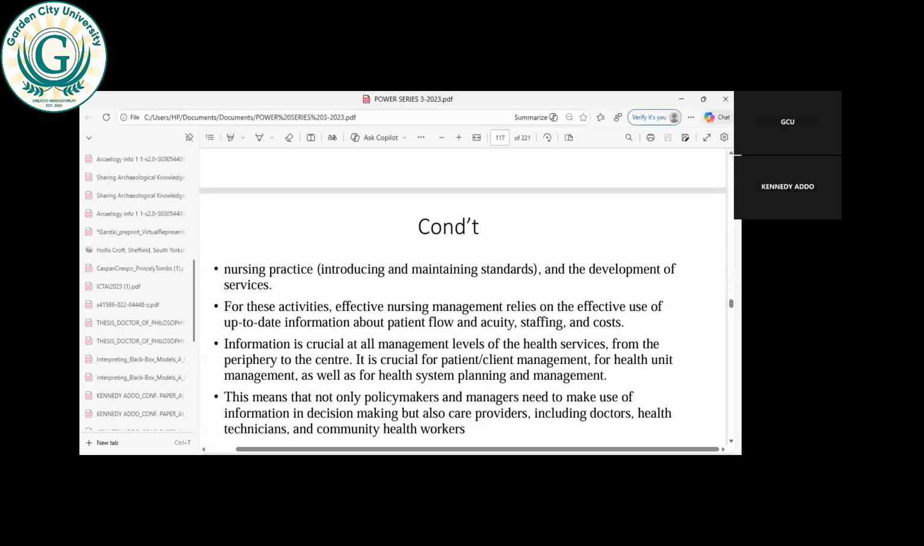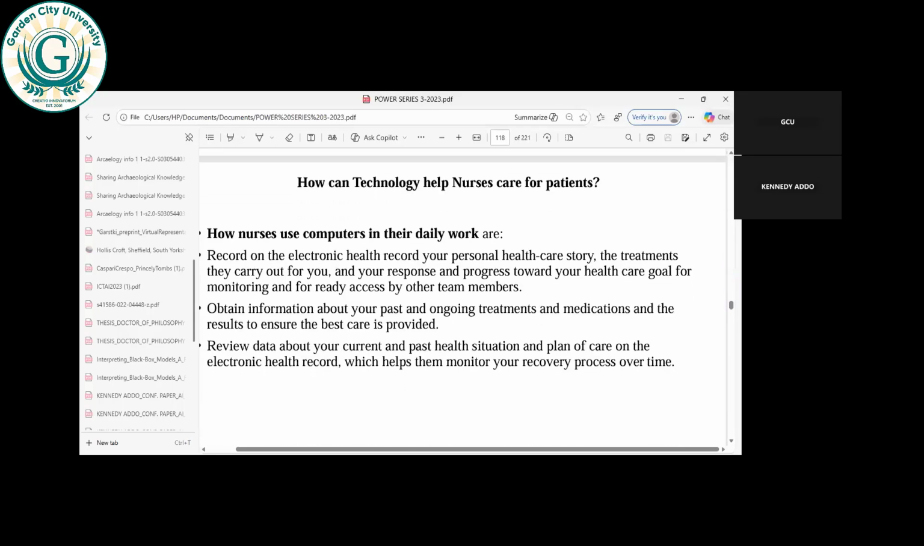So let's take note of where we are today. How can technology help nurses care for patients, right? So we have to end here. Then next week we continue from this side where we are ending today. Let's take note of it. We are going to carry on from here.